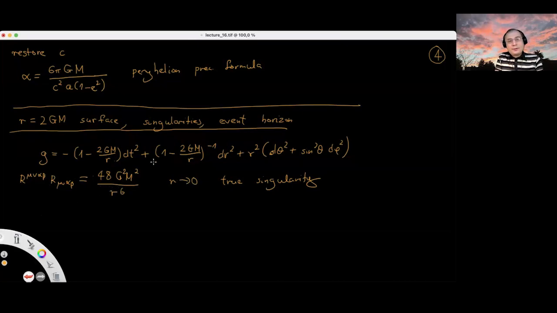However, there is no problem at r equal to 2GM. So we begin to suspect that this is just a coordinate problem. And it turns out that this is absolutely true. But in order to show it, we have to play a little bit with the coordinates. So we begin by introducing null coordinates defined by outgoing and infalling null geodesics.